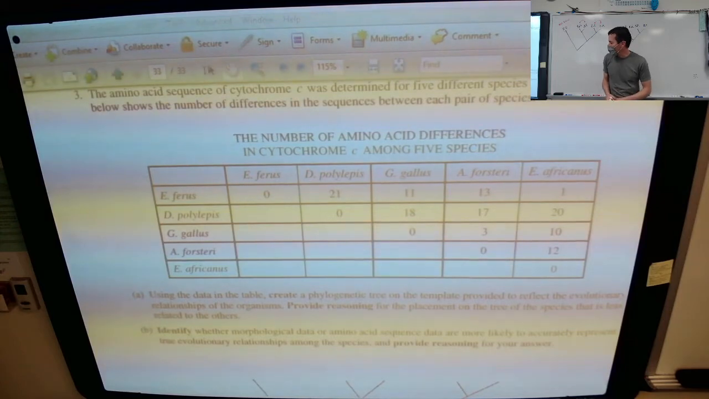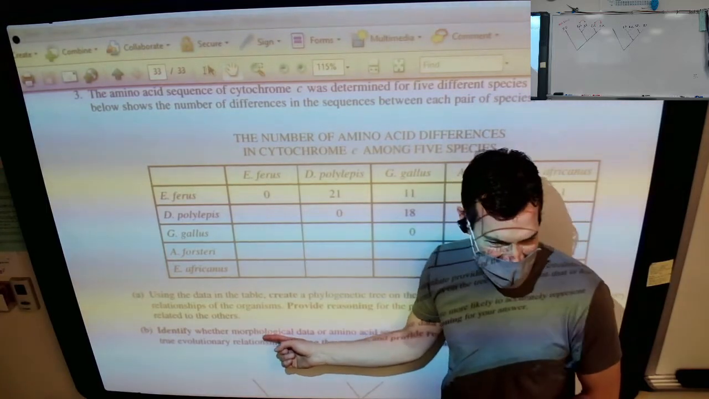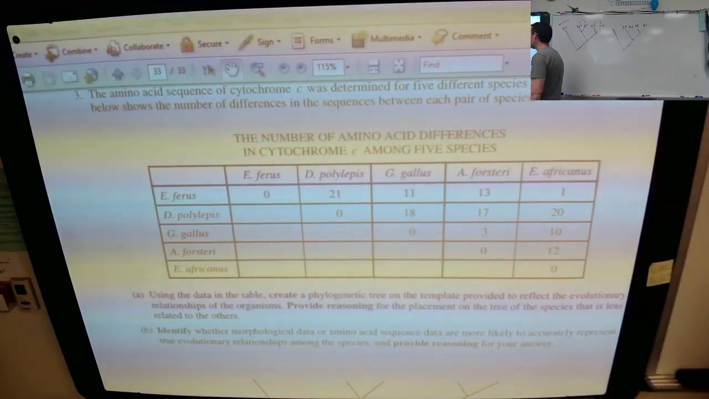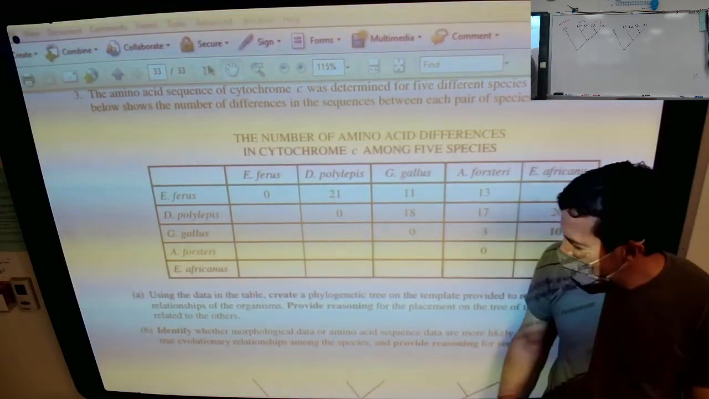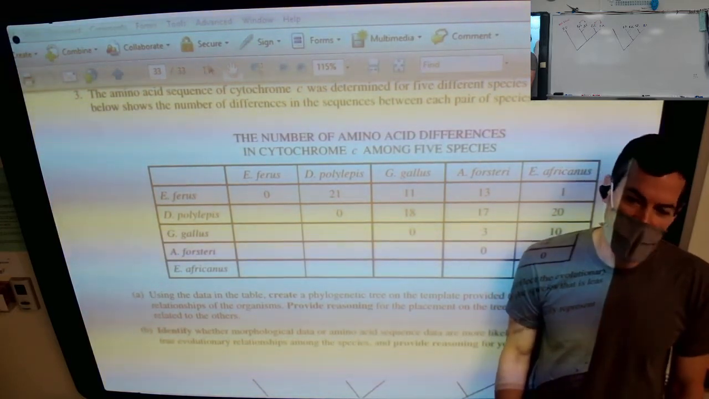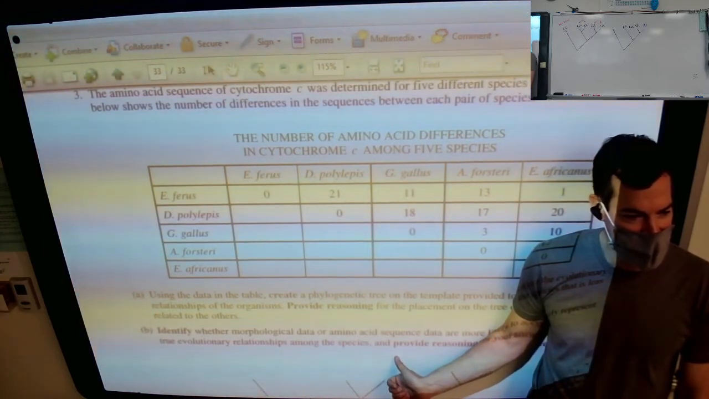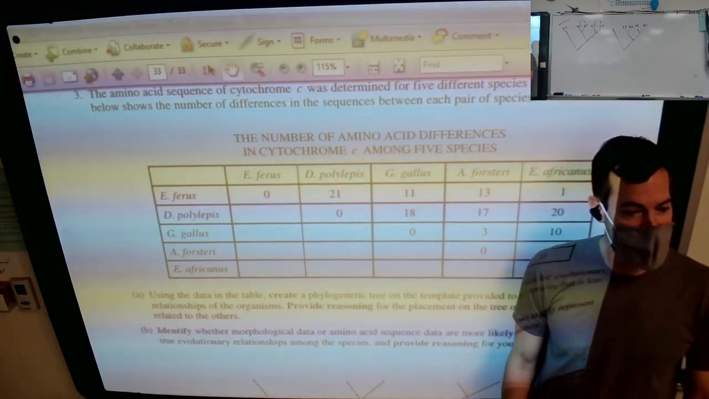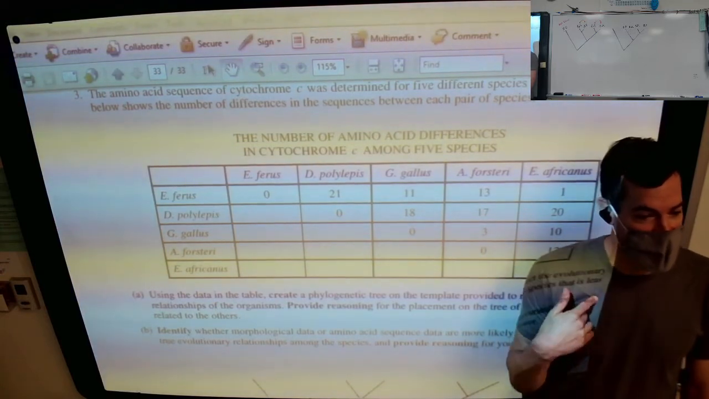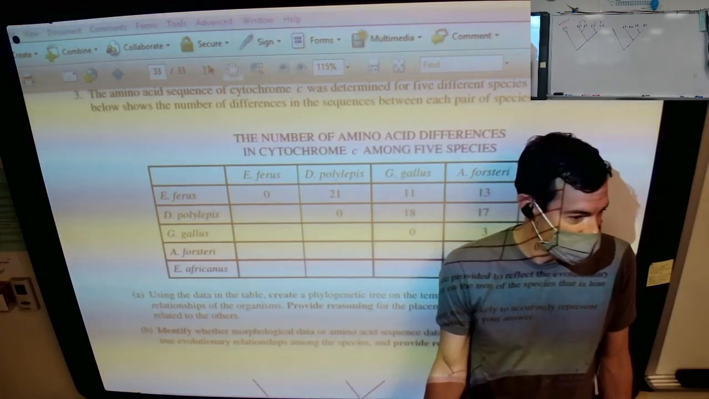So if I'm looking at generally characteristics of what you look like, hair color, eye color, height, skin color, are your earlobes attached or not, that kind of thing, that's morphological data. So what's probably better, that or molecular, like amino acids? Amino acids. Why? Less variables. Yeah, there are less variables, meaning I might have brown eyes and James has brown eyes, but it's possible that our amino acid sequences are actually different, right?